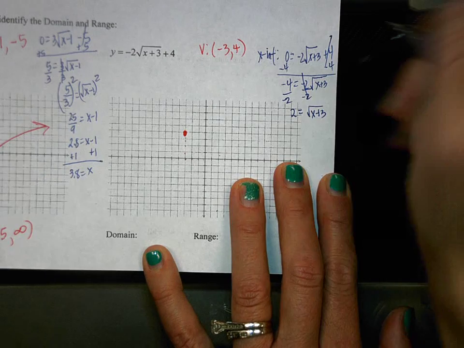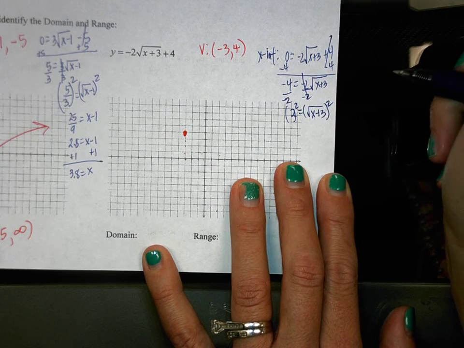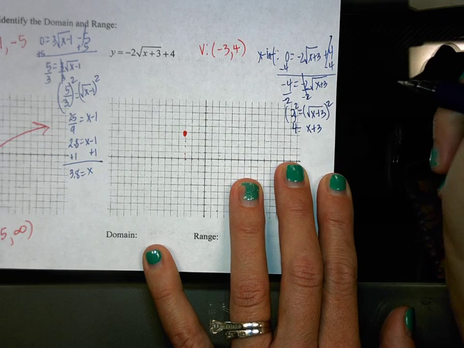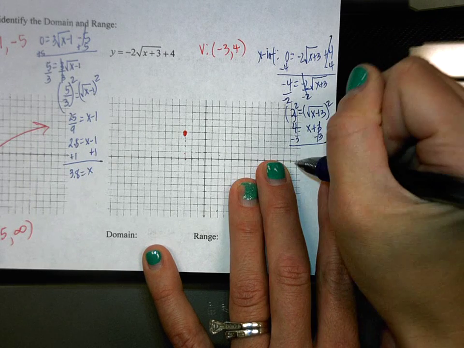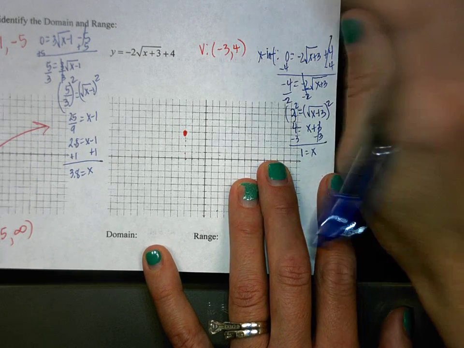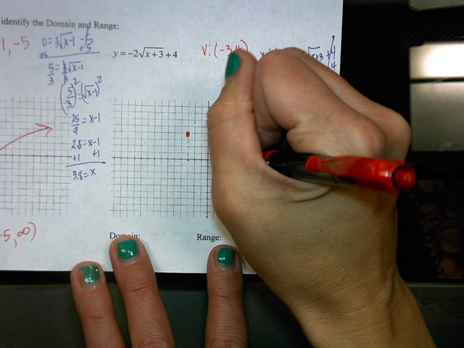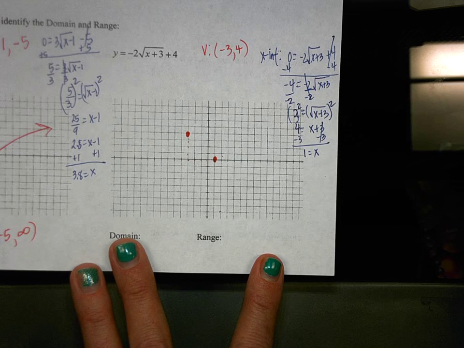Good. Square both sides. 2 squared is? So 4 equals x plus 3. And then what will I do? Subtract 3. And so my x-intercept is 1. So we'll go on the x-axis to 1 and make a point. Okay, there will also be a y-intercept.